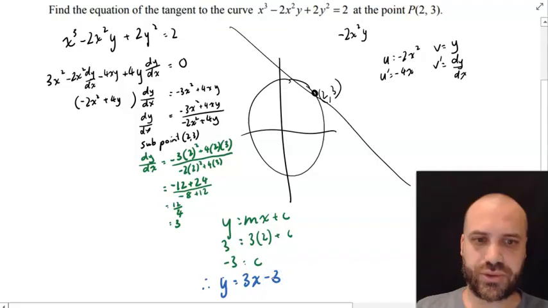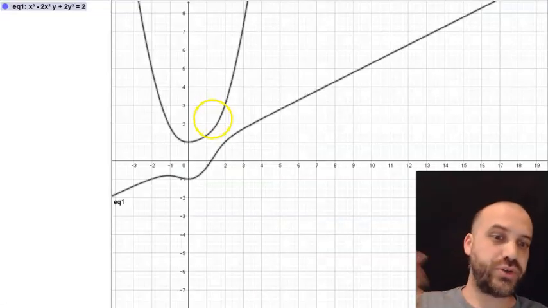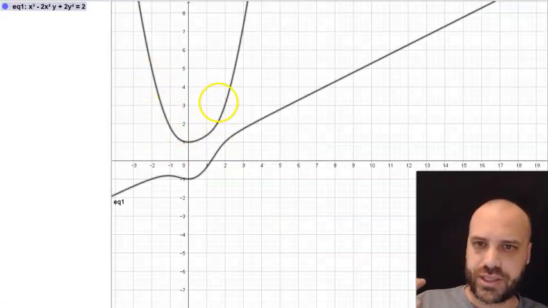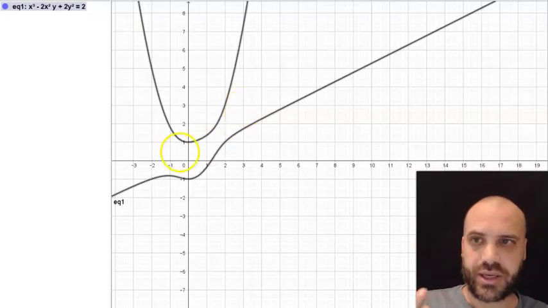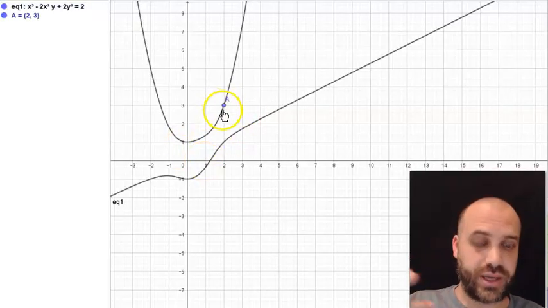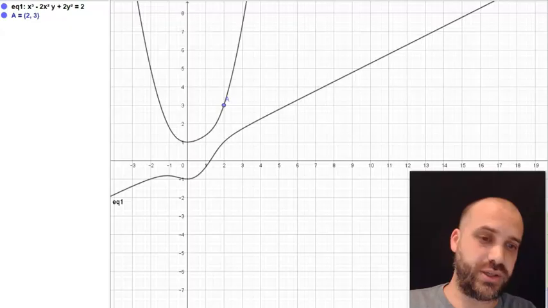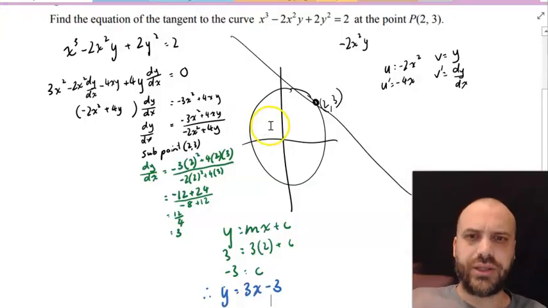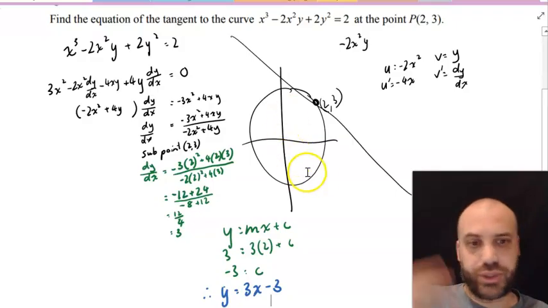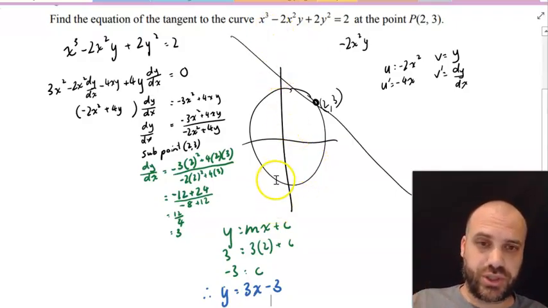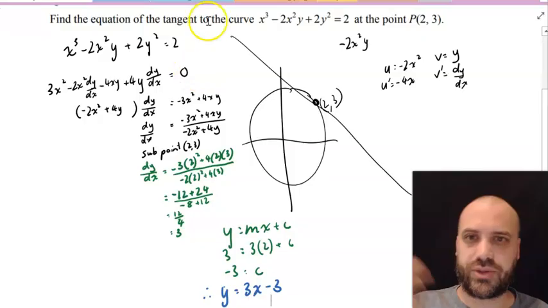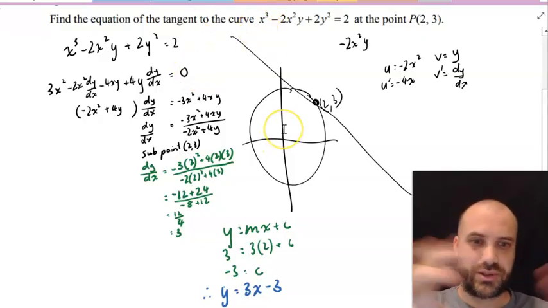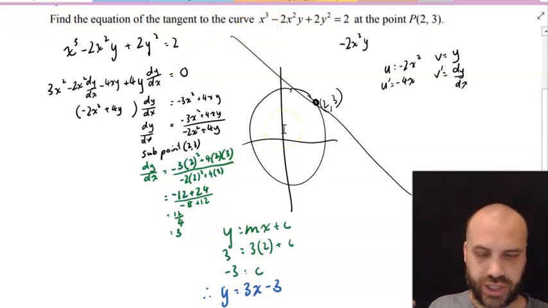minus 3. Okay, because I know you're curious, this is the function here, and we had a point right there of (2, 3), and when we find the equation of the tangent, you get something like this, y equals 3x minus 3. A little bit different to my sketch here, which was expected. We knew it wasn't a circle, we just drew a thing, and when I think of implicit differentiation, I tend to think of circular stylish shapes.